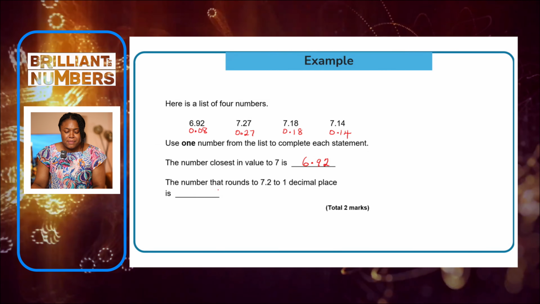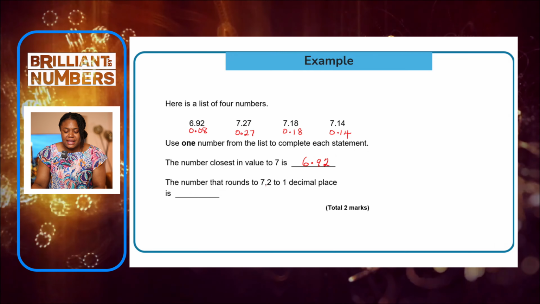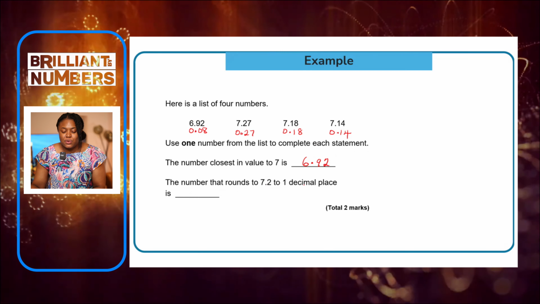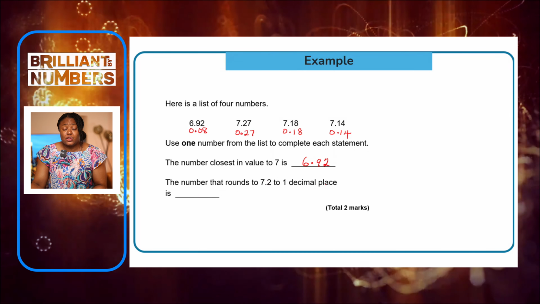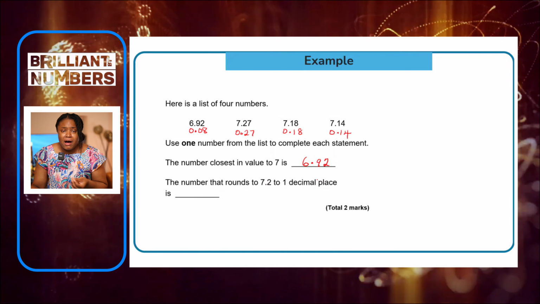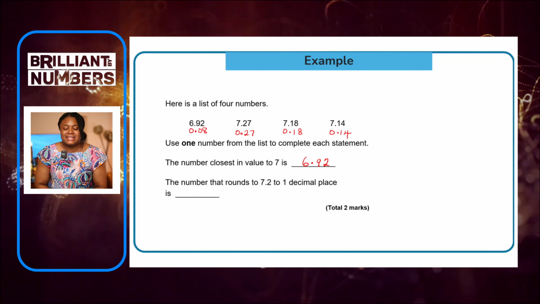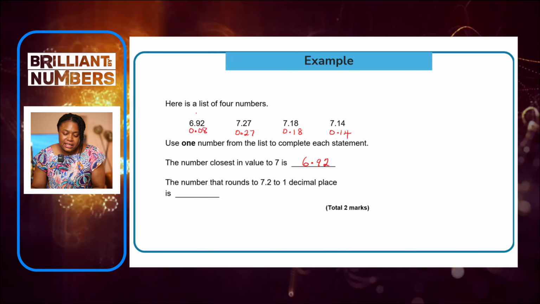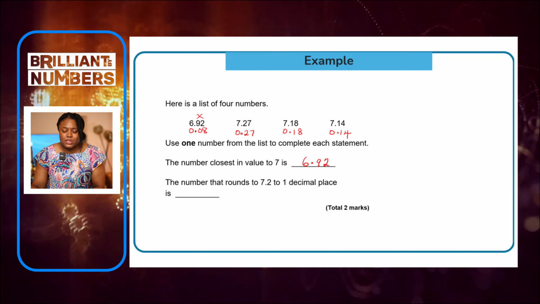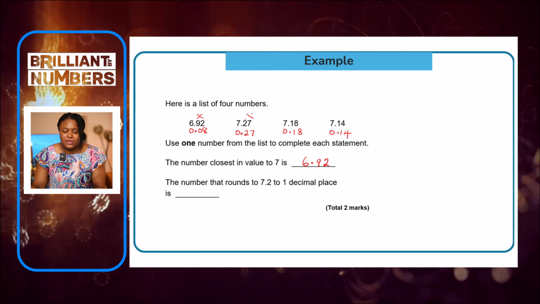Next part says the number that rounds to 7.2 to 1 decimal place. So we need to check our first digit after the decimal and then see which one will round up to 7.2. Clearly it's not the first. This one would round to 7.3, so that's not the answer.